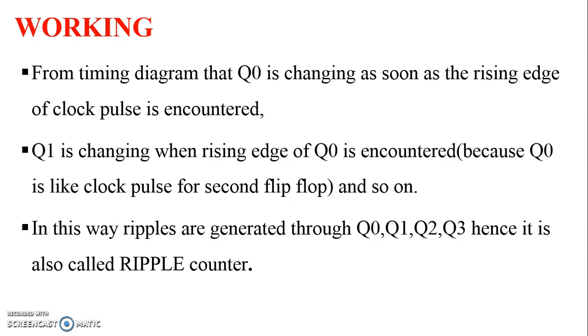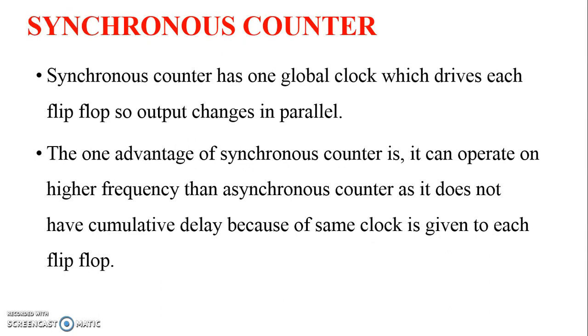Q1 changes when the rising edge of Q0 is encountered, because that output is fed to the clock pulse of the second flip-flop. In this way, it produces the output through Q0, Q1, Q2, Q3. This asynchronous counter is also called a ripple counter. Next is the synchronous counter.